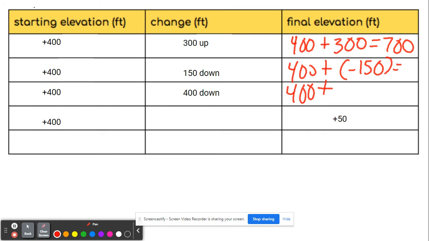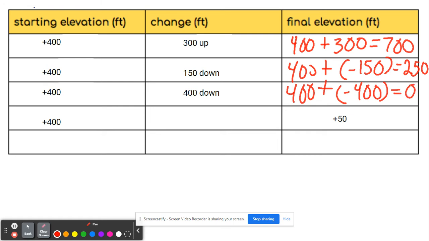Which gives me 250. All right, the next one, I'm starting at 400 once again, but now I'm going down 400. Well, we just said if we go down, we know we're using a negative number. So 400 plus negative 400. What you notice here, the same number, a positive and a negative, is always going to equal 0.